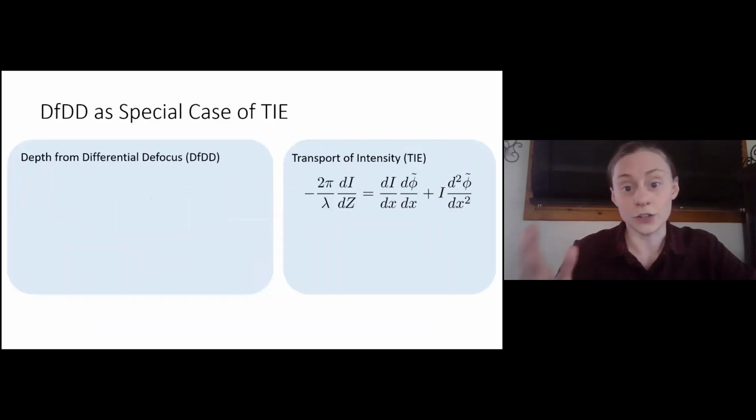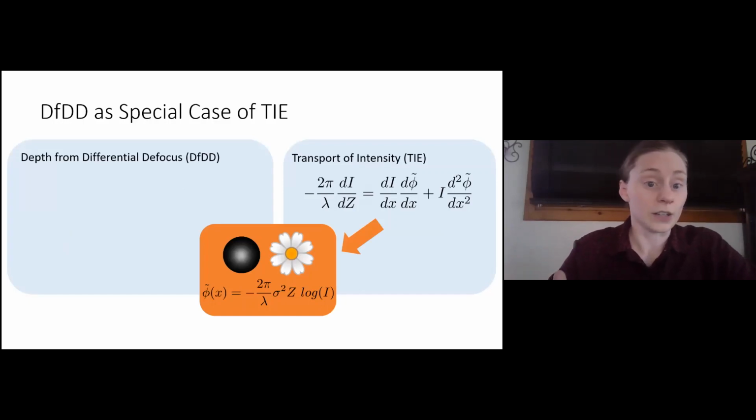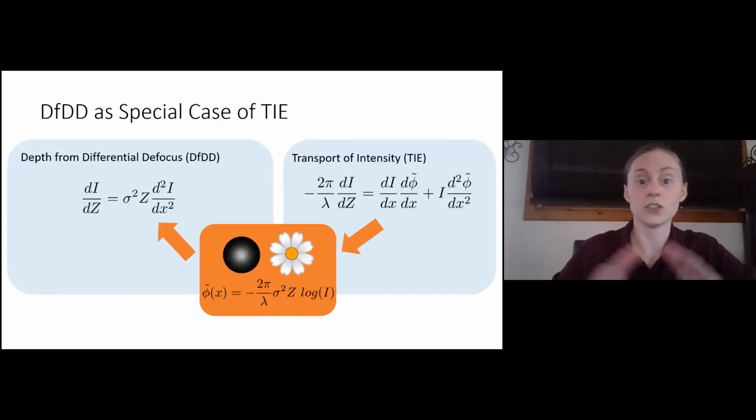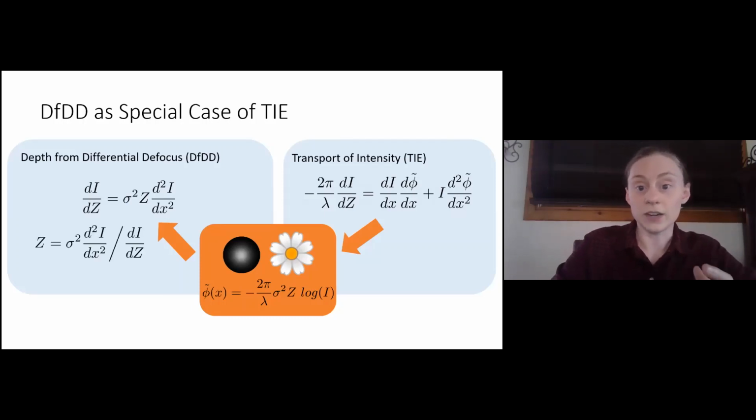We take the TIE on generalized phase, and we plug in our constraint on that phase. And it just reduces immediately to the modified depth from defocus equation. It's just plug and chug at this point. And this is exciting because these are both useful equations. The one on the right gives you phase derivatives that you can integrate to get the object's phase. And the one on the left says that you can get the depth of an object just by comparing this defocus derivative and the spatial derivative.